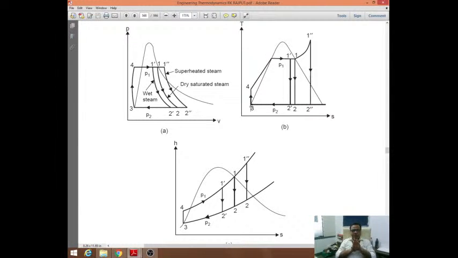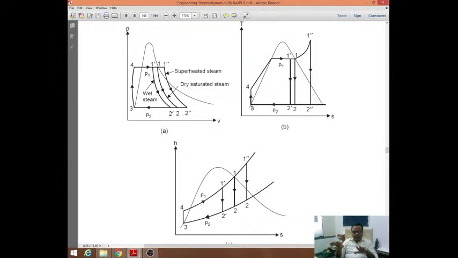Of course, it is not possible to achieve the efficiency of Carnot cycle through Rankine cycle devices, but still we can achieve higher efficiencies if we increase the average temperature of heat addition and reduce the average temperature of heat rejection. So whatever efforts we are taking, it may be superheating, it may be reheating, it may be regeneration, all these efforts are concentrated on these two aspects only: either to increase the average heat addition temperature, or to reduce the average heat rejection temperature.